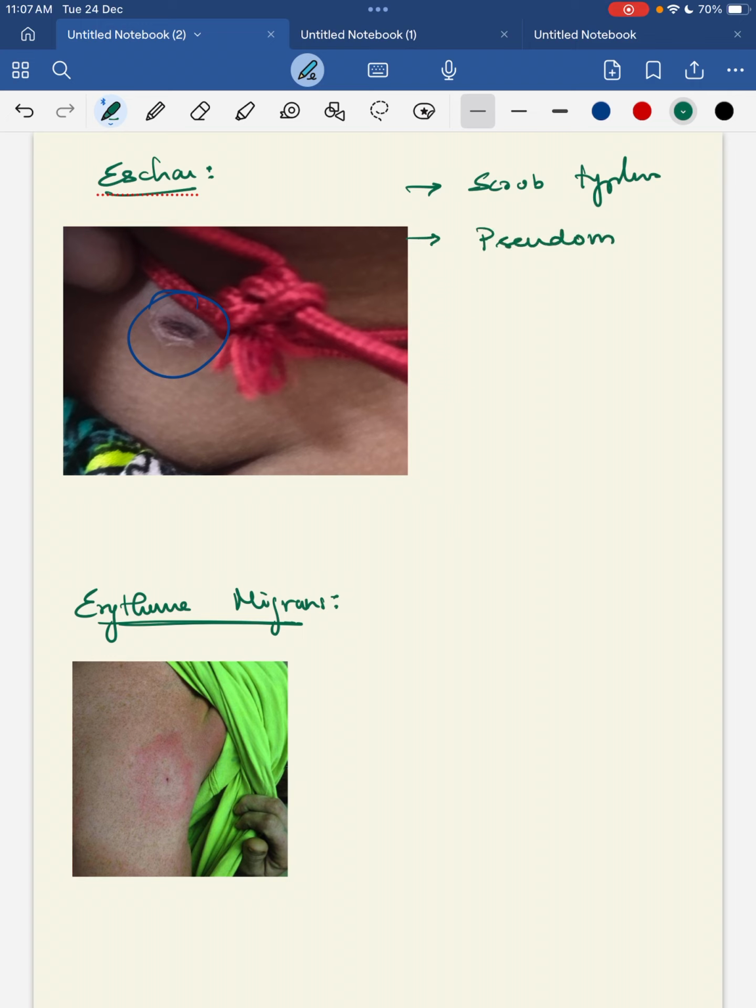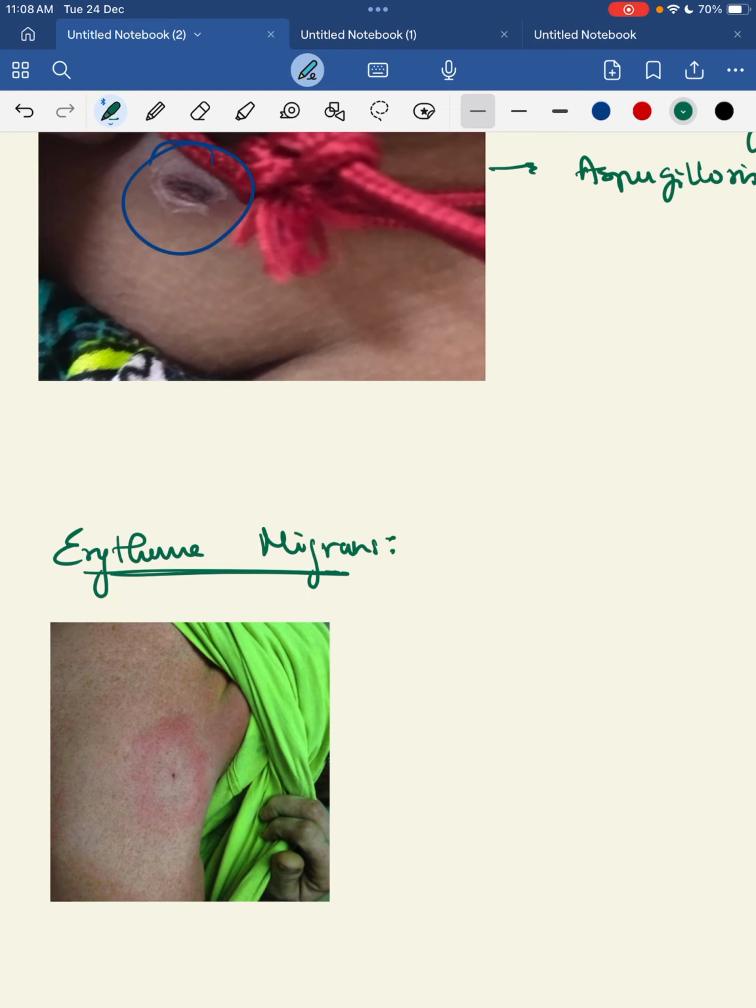Next. So these are the unique or distinctive rashes that you need to remember. First one will be your erythema nodosum. Next is your erythema marginatum, erysipelas, eschar, and erythema migrans. So we have now described the causes according to the rashes. Now you have a simpler way.